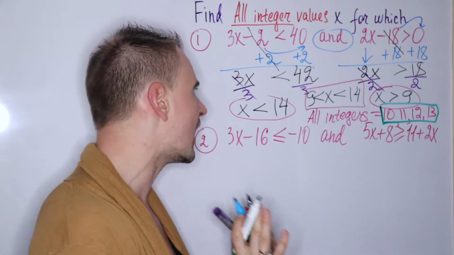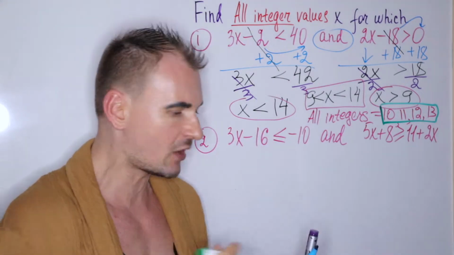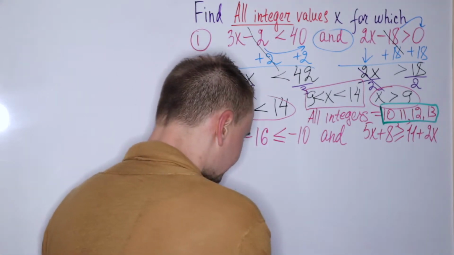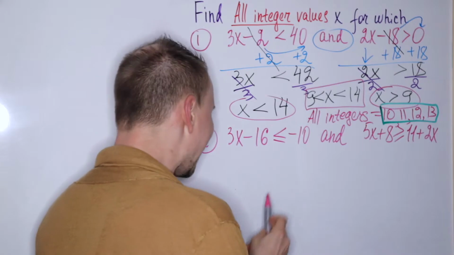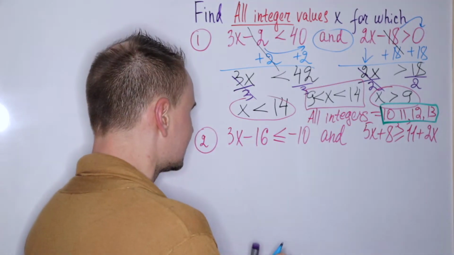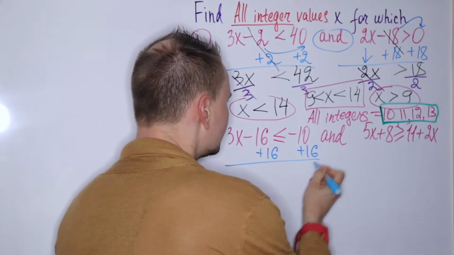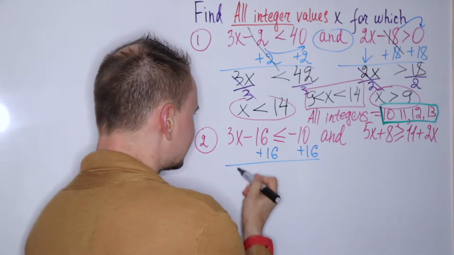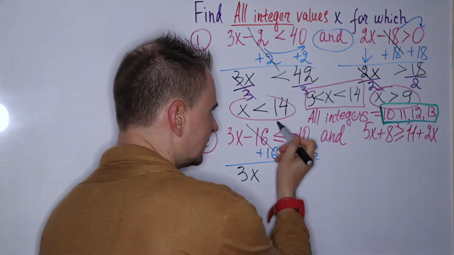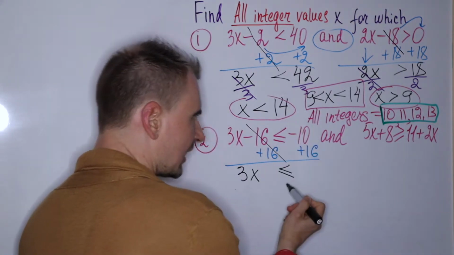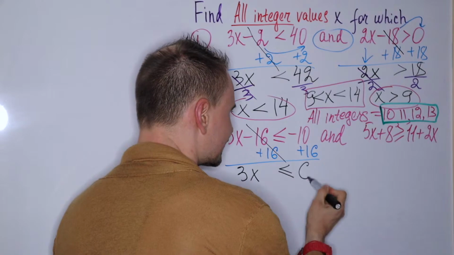Likewise, first of all we want to solve these two inequalities separately. For the first one, you want to move this 16 to the right side by adding 16 to both sides of your inequality. So you bring down the 3x, the 16 cancels out, bring down the less than or equal sign, and 16 minus 10 leaves you with 6.